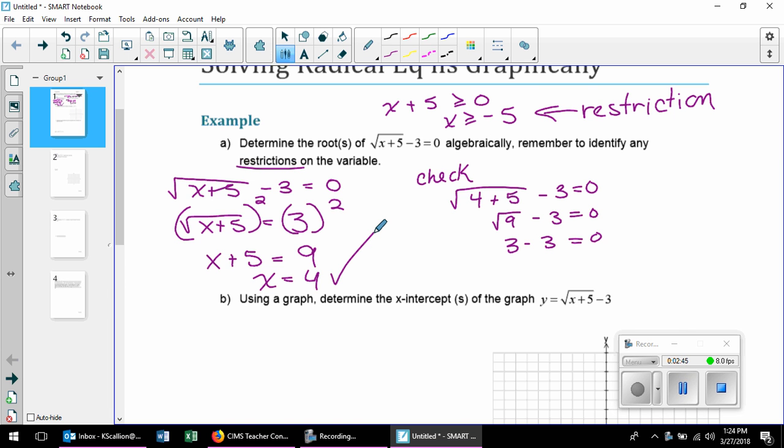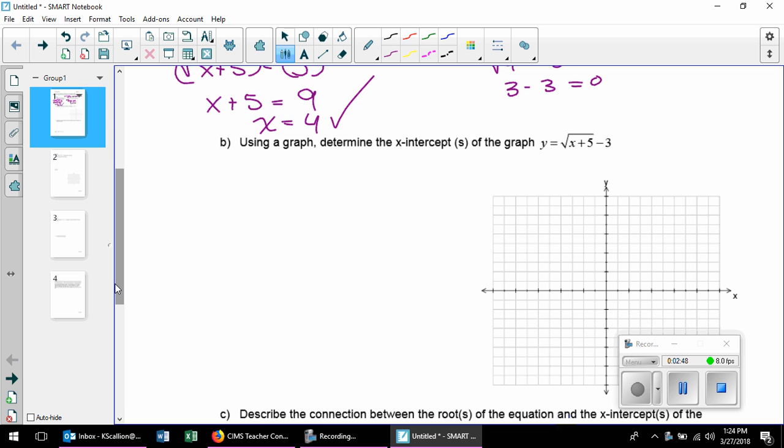All right. So using a graph, we're going to determine the x-intercepts. Easy peasy, right?